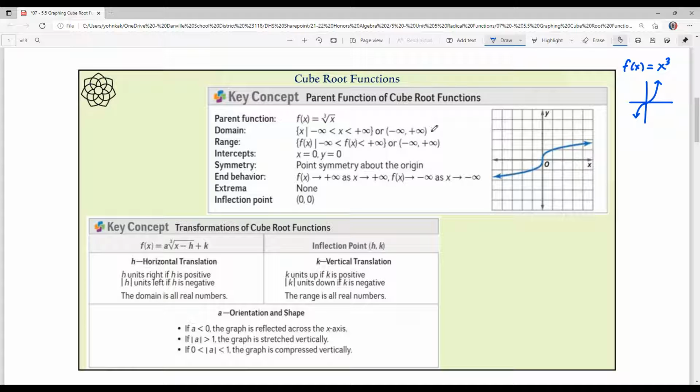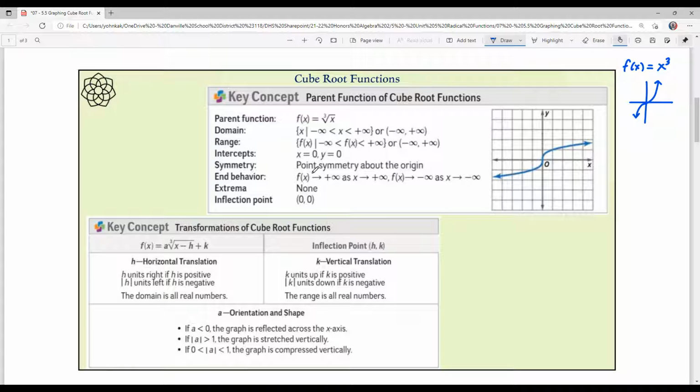That's because I can cube root positives and negatives. Notice that the range is all real numbers. That's because I can get any number out of it. The intercepts are (0, 0). The symmetry: there is point symmetry about the origin. So that means I can rotate this graph 180 degrees and it will be back.